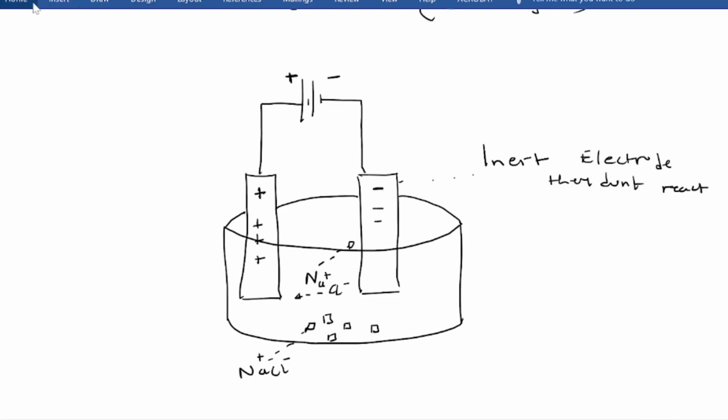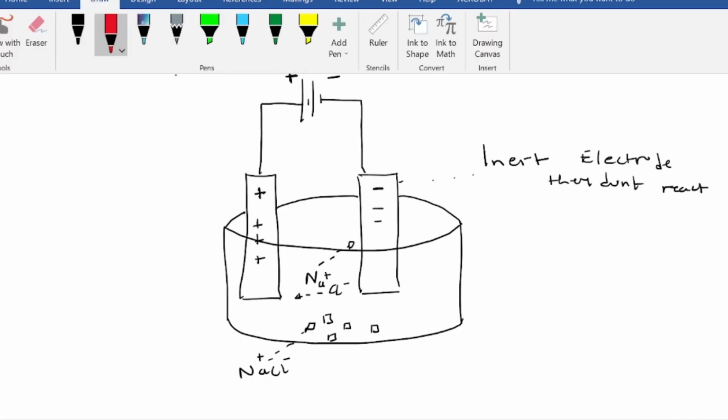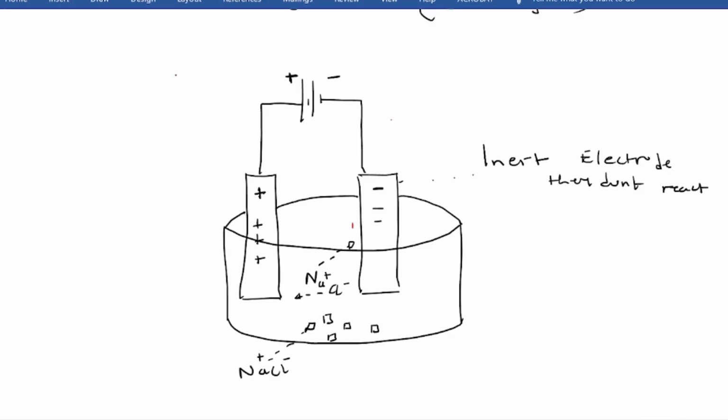When sodium gets to this plate, it is just going to stand there. Remember, it's just attracted there. And then chlorine is just going to come and stand here because it's attracted to this positive plate.